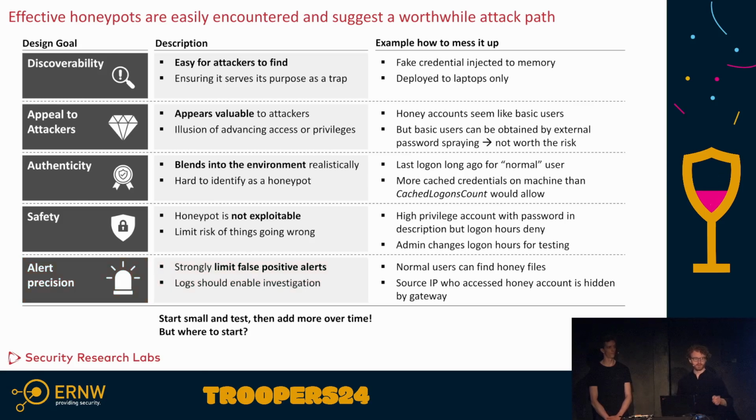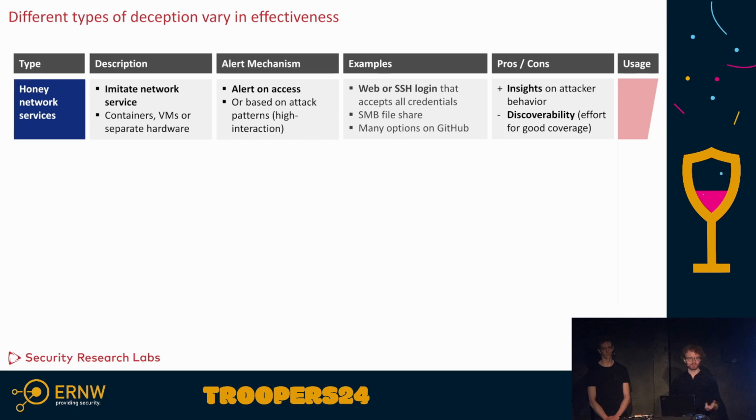So when you follow these steps, you should get to a nice setup. The question is how to start. For that, we differentiate the different types of internal honeypots in a few categories. First is honey network services. These look like a normal service in the network like SSH or HTTP, and they can often be deployed as containers, sometimes even as dedicated hardware devices. And they alert when someone tries to use or attack these network services.